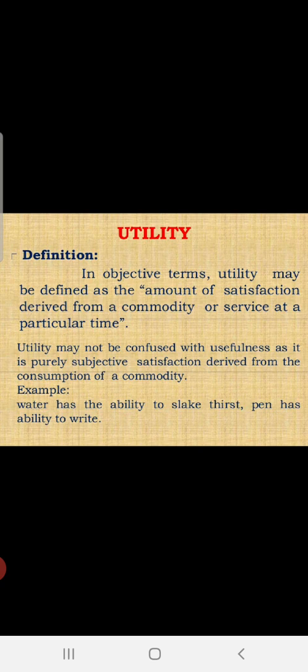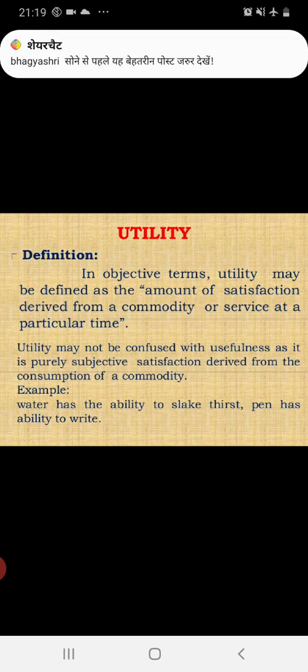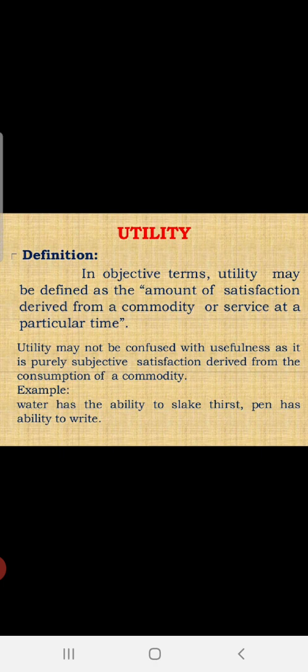So first of all, you have to analyze what is utility. Utility means want satisfying power of a commodity, right? You can see in the slide also. In objective terms, utility may be defined as the amount of satisfaction derived from the commodity or the services at a particular time. म्हणजे काही ज्या वस्तू तुम्ही घेता, ज्या काही तुम्ही सेवा घेता, त्याच्यातून जी काही युटिलिटी तुम्हाला मिळते, त्यातनं जे काही तुम्हाला सॅटिस्फॅक्शन मिळते इज नथिंग बट द युटिलिटी. Next, utility may not be confused with usefulness. It is purely subjective satisfaction derived from the consumption of a commodity.